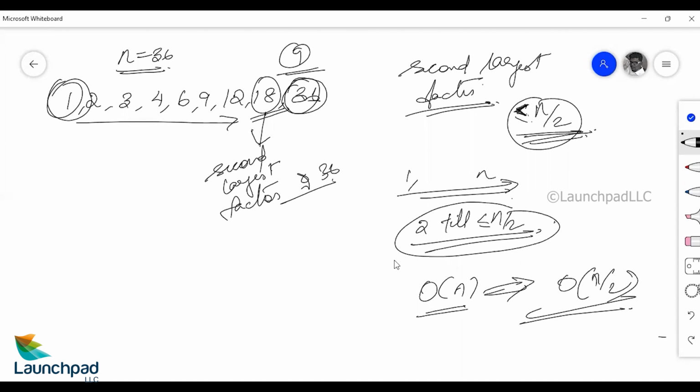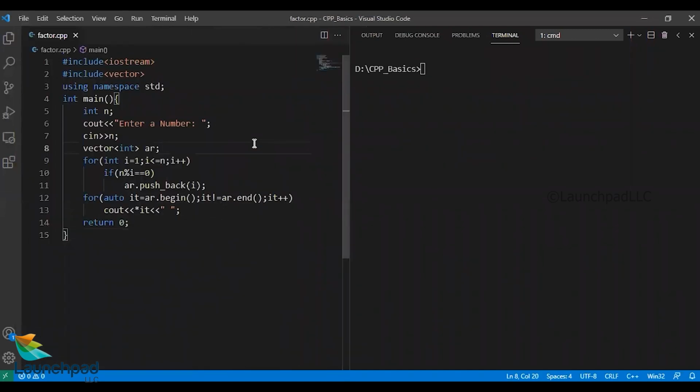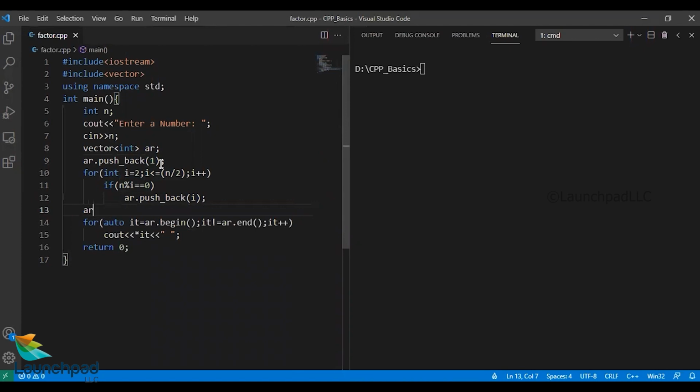So let us take the help of the previous code we have written. And here is the code which we had. By default, we know that 1 is always a factor of the given number, so let us start the iteration from 2. And it is enough to run the iteration only till n by 2, so I'm setting the limit as i less than or equal to n by 2. Which means I have to push back 2 more values extra. So push_back of 1 and a semicolon, and the final value to be pushed is AR.push_back of n, the given number itself.